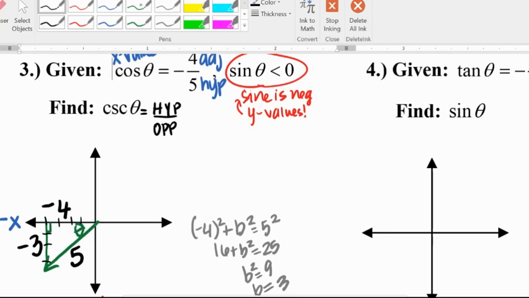Now, using your reference angle, which is always from the terminal side to the x-axis, always has to be acute. What is hypotenuse over opposite? Hypotenuse over opposite. You should get -5/3.